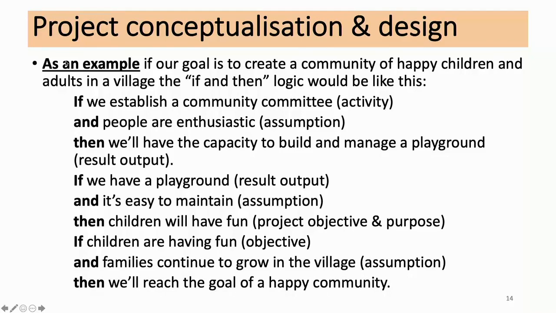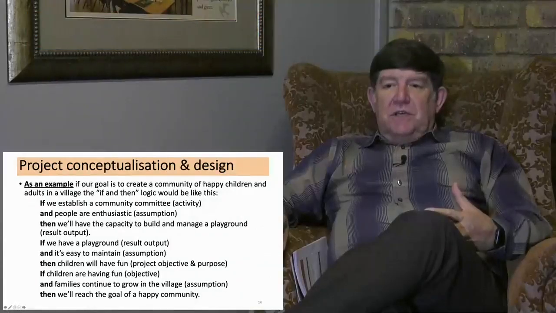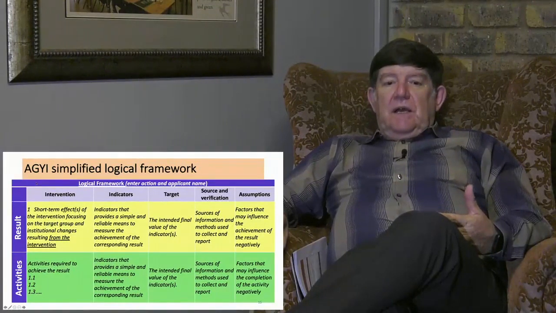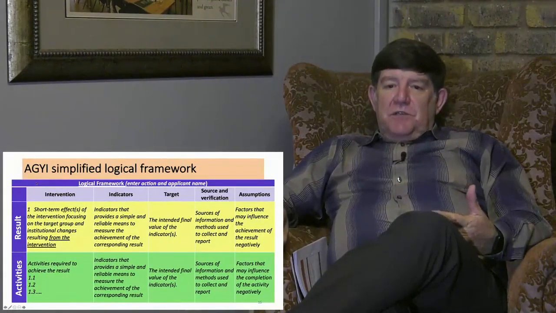If we have a playground, which is the result or the output, and it's easy to maintain, which is another assumption, then the children will have fun, the objective and purpose of the whole project that we're undertaking. If the children are having fun, and the families continue to grow in the village, which is an assumption, then we'll reach the goal of a happy community. I hope this gives you an indication of the questions and the flow of logic that you need to construct for your project.